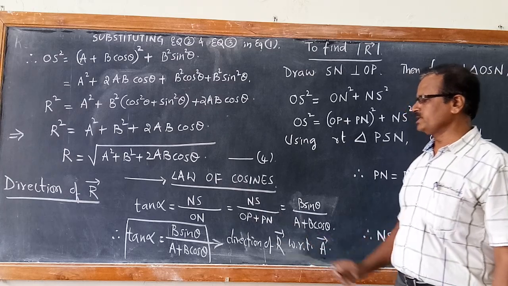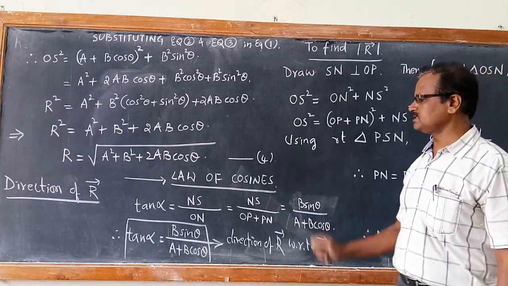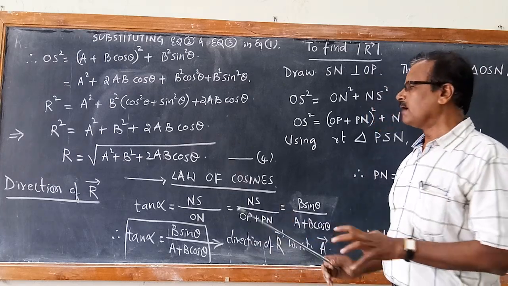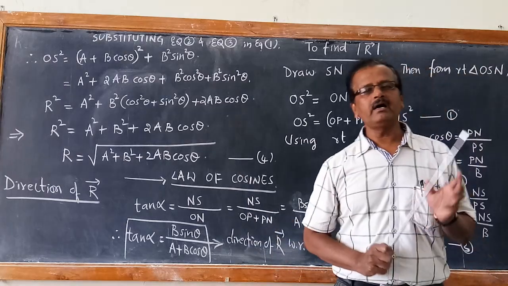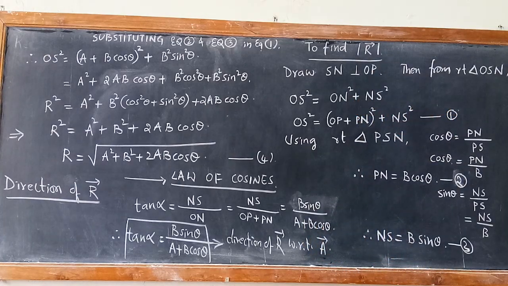So these two equations, the equation for magnitude of resultant and the equation for direction of resultant, completely describe a given vector. So in the next video we are going to solve the problems based on this.